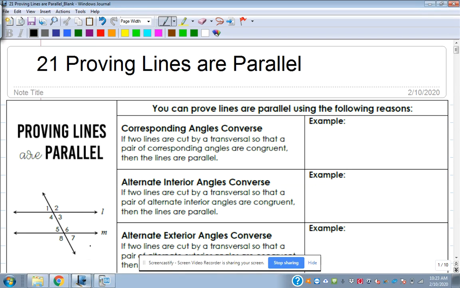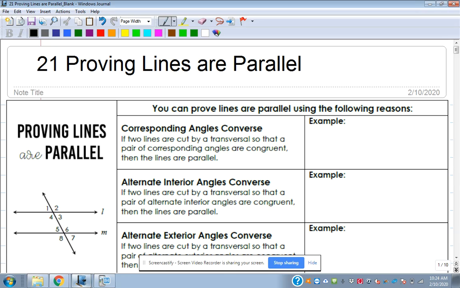All right, so corresponding angles. We know if the lines are parallel, then corresponding angles are what? Congruent to one another, right? So that's what the original statement about corresponding angles was. The converse turns it around, right? Remember, the converse just reverses things. So the corresponding angles converse says that if the angles are congruent, then the lines are parallel.